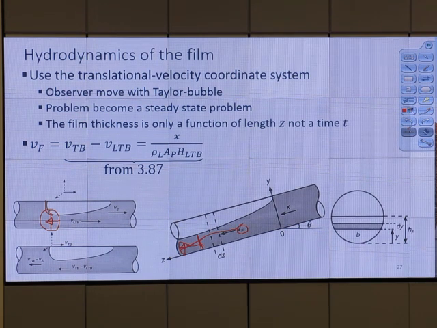Okay? So in the stationary frame we cannot have steady state, right? But for the moving coordinate system, they will see it as steady state. Nothing changes with time for the moving observer. So because we want to have steady state, x has to stay the same and VF has to change along the direction. The relative velocity has to change so that x remains constant. Make sense? Okay.